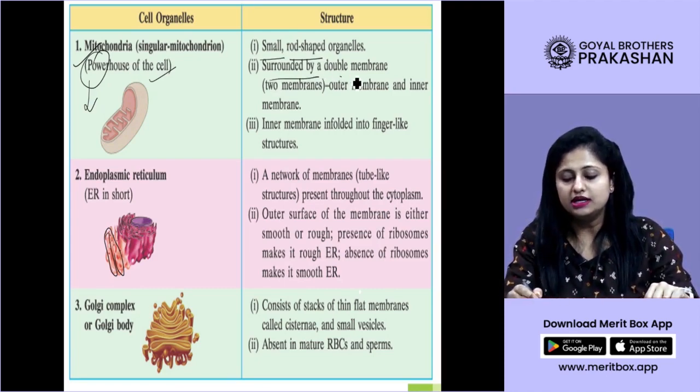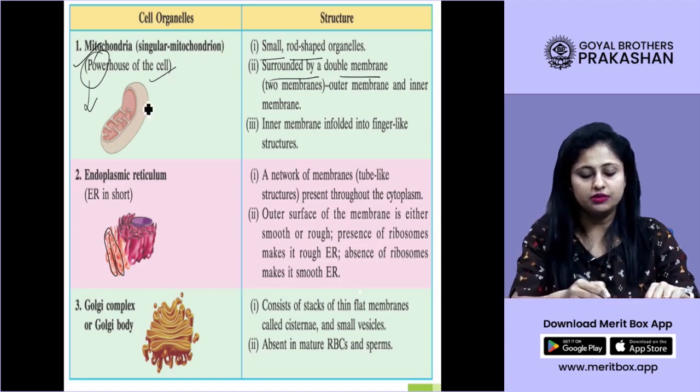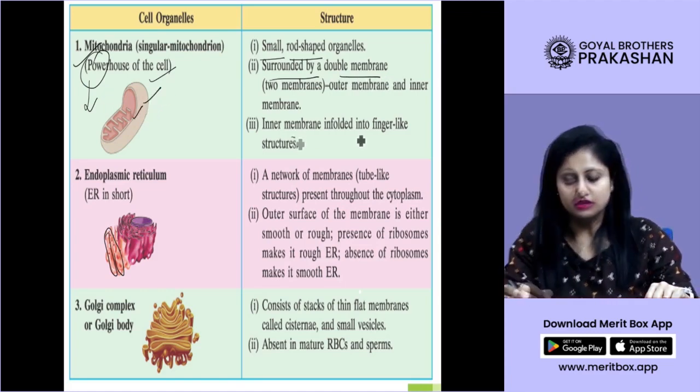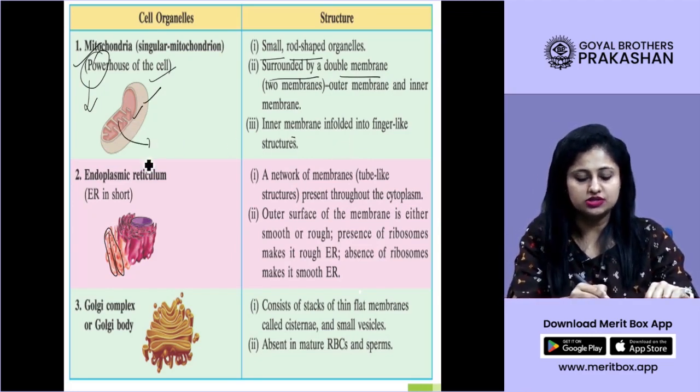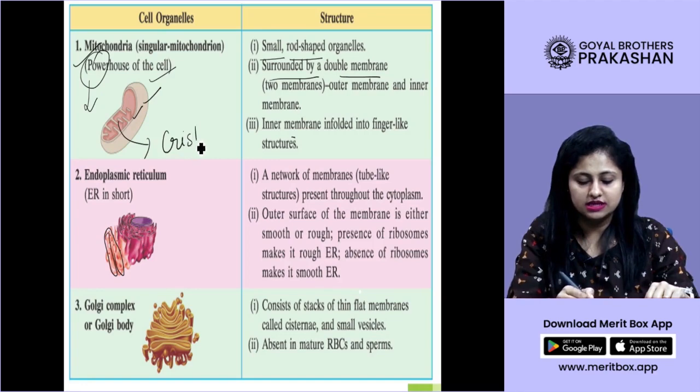Mitochondria are surrounded by double membrane. There are two membranes, outer and inner membrane. An inner membrane is folded into finger-like structures, which are known as cristae.